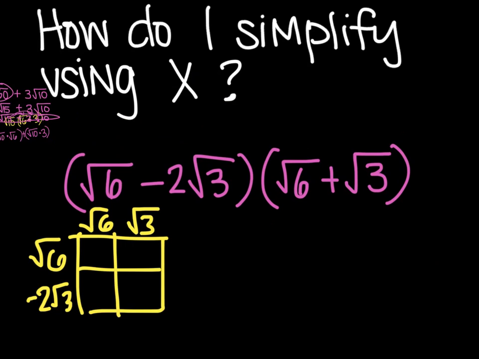Square root of 6 times the square root of 6 is going to give me the square root of 36. This is going to give me the square root of 18. This will give me negative 2 times the square root of 18. And this will give me negative 2 square root of 9. And then you can simplify that down a little bit. I'll rewrite it though, so it'll probably be easier to see.